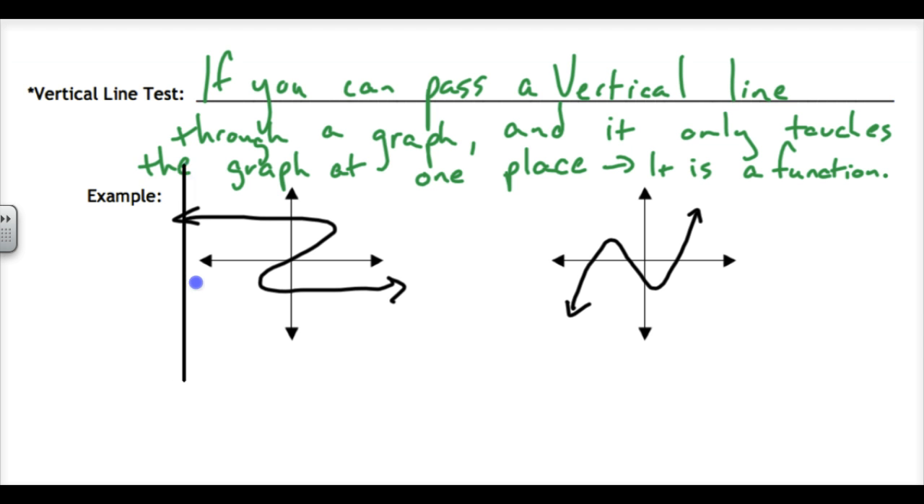So as I move it, I can see that it's hitting once, it's hitting once, it's still hitting once, and then all of a sudden it hits 3 different times. It hits right here, and right here. Because it hits more than once, it's not a function.